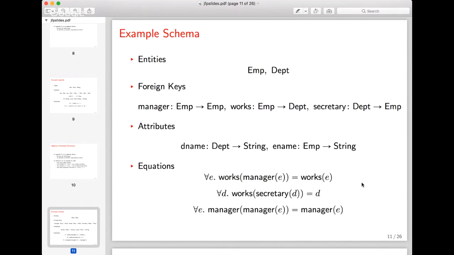And then there's three equations, which are probably familiar to people who have watched the other lectures. Equation 1 says that the department that an employee works in is the same department as the manager of that employee works in. Equation 2 says that each department's secretary works in that department. And equation 3 says that the management hierarchy is only 2 levels deep.